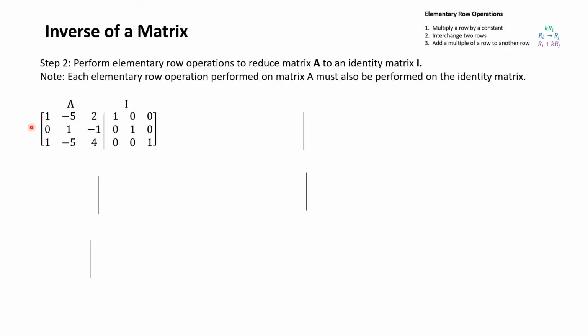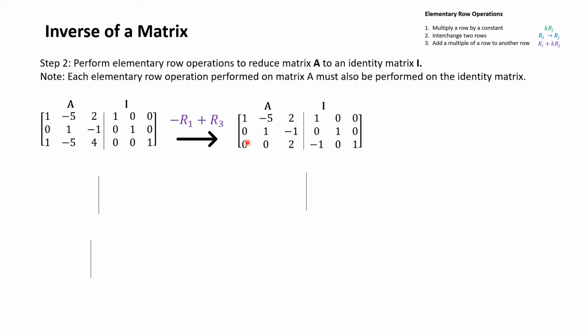Let's look at this matrix. So we already have a 1 here as a leading entry. We want all the other elements below this 1 to be 0. Therefore, we need this value to be a 0. So we are going to add a multiple of a row to another row. Negative R1 plus R3 leads to this matrix on the right.